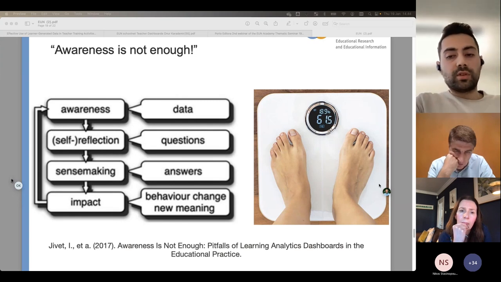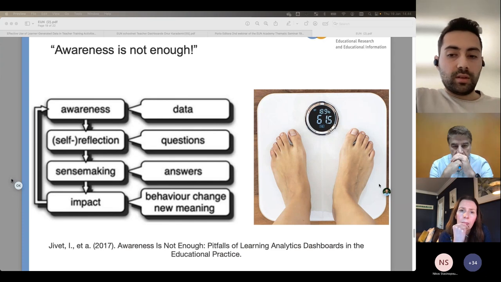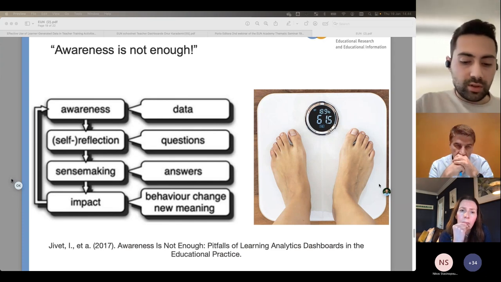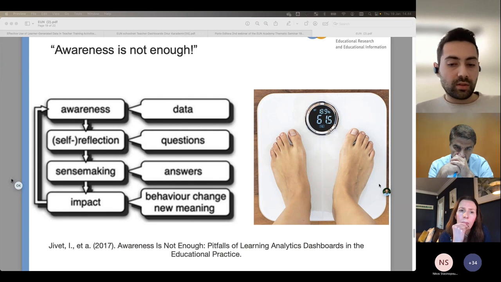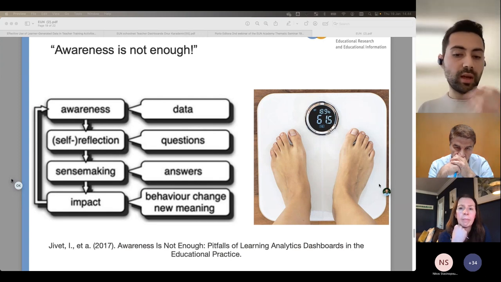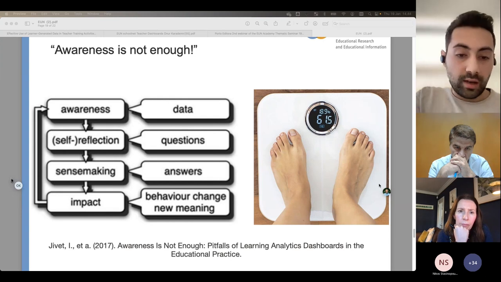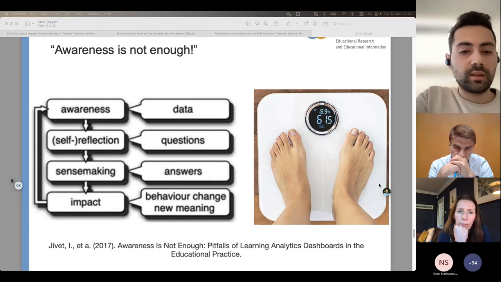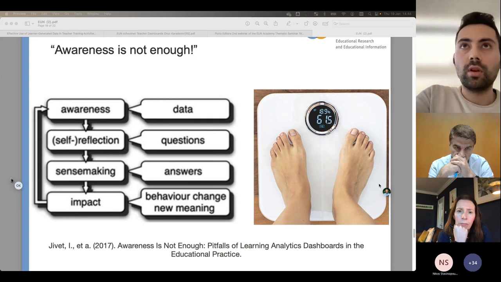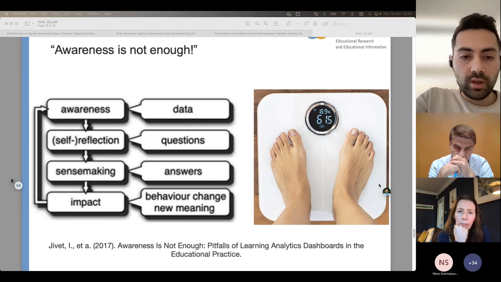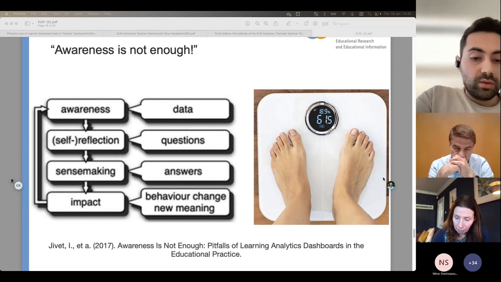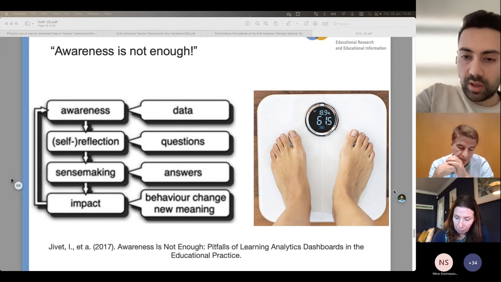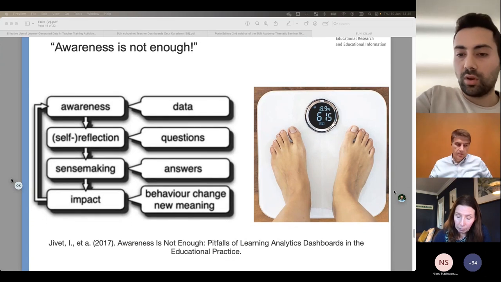For a dashboard on the right side, you see, for example, that you have problems with your weight, but you don't know what to do next. Most dashboards are displaying data, so you are aware of this data, but it's hard for a lot of people to interpret the dashboard, to self-reflect and make sense of the data, and at the end of the day to have impact, to give feedback or make an intervention based on what you saw.